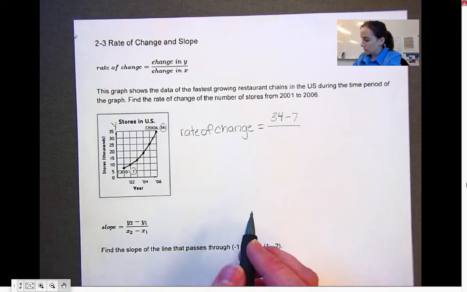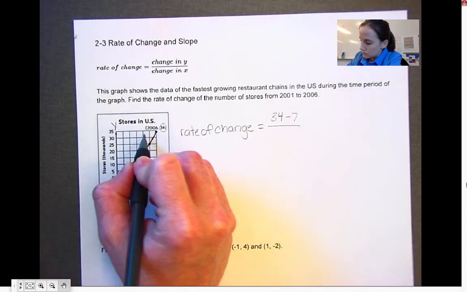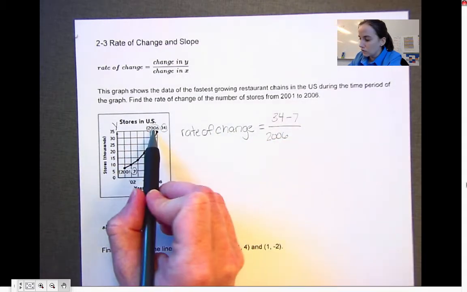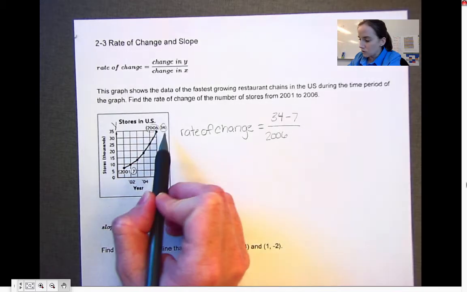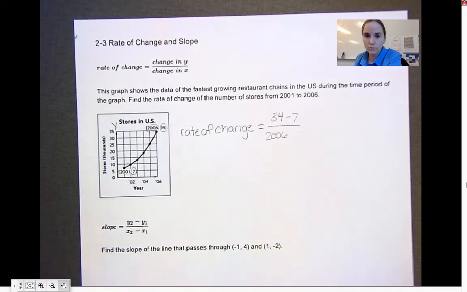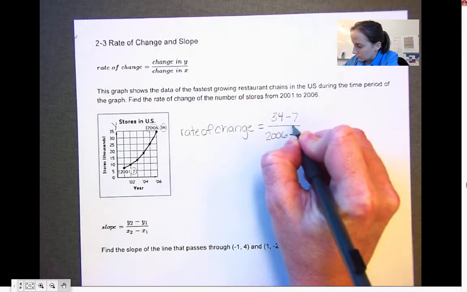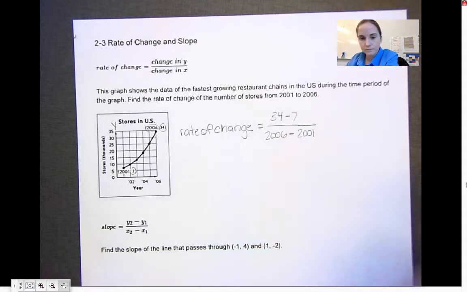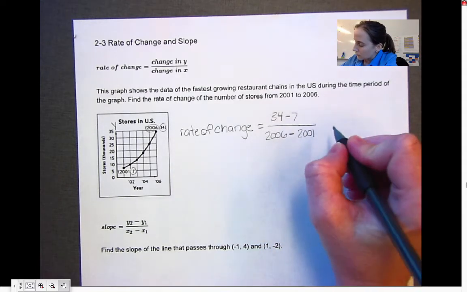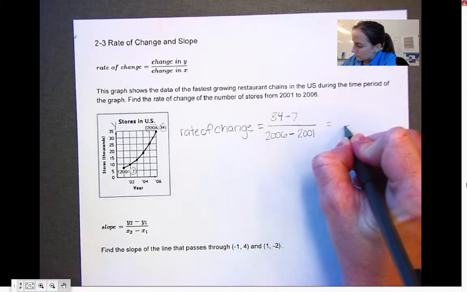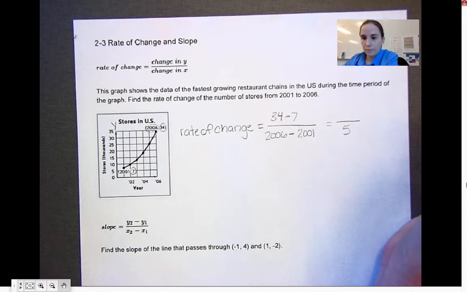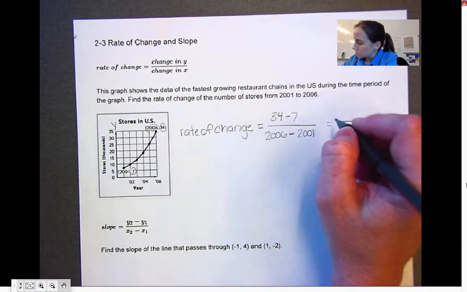Well, the change in the x values, x was 2006. Notice I used 2006 first because I used the 34 first. It's very important that you keep things set up exactly the way you start. Minus 2001. Well, we know that the denominator is 5. And 34 minus 7 is 27.